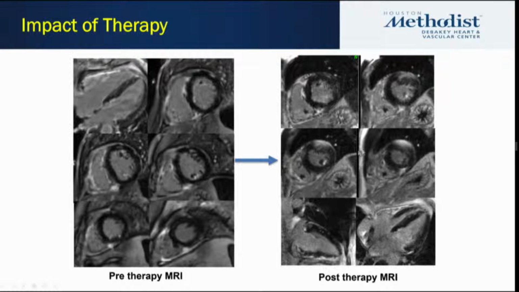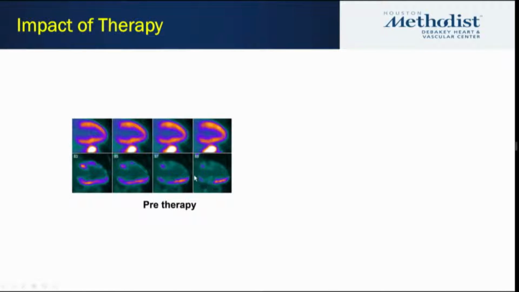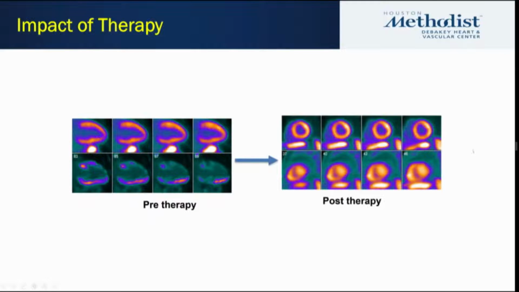So technically, you cannot compare the image quality because this is an MRI done with an ICD. So you have some artifact from the device, but you can still see that there is some persistence of the late gadolinium enhancement, the one that we saw on the papillary muscle. But when we look at the cardiac PET, this is his pre-therapy cardiac PET, and we followed.